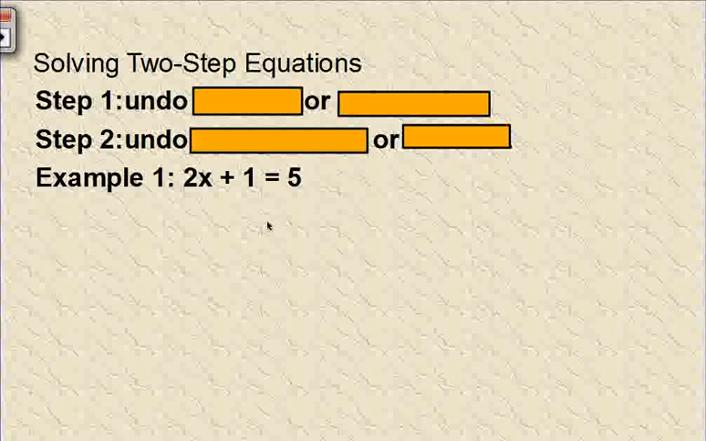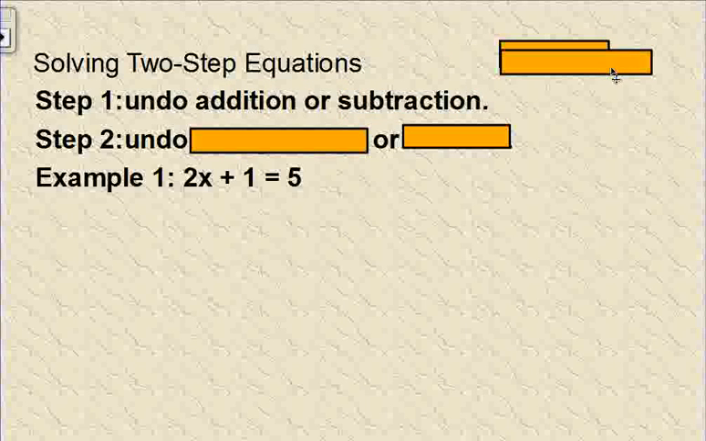7-1, solving two-step equations. There's a couple steps that we need to do when we learn to solve two-step equations. The first step is to undo the addition or subtraction. So when we remember, we're trying to always isolate the variable. Here's my variable x. I want to get rid of the addition or subtraction that's getting in the way of x. In this case, the plus 1 is getting in the way of x.